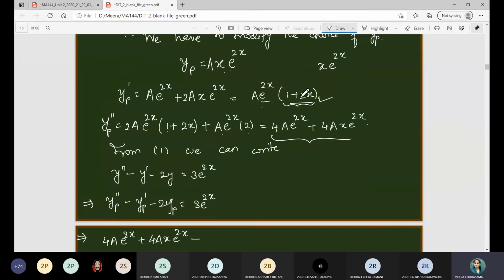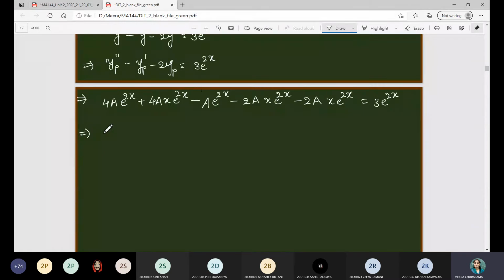So now I will simplify it. So what it will be? So minus a e raised to 2x minus 2ax e raised to 2x, and then minus 2yp is this one. So minus 2ax e raised to 2x is equal to the right hand side, that is 3 e raised to 2x. Okay, so let us simplify these terms.